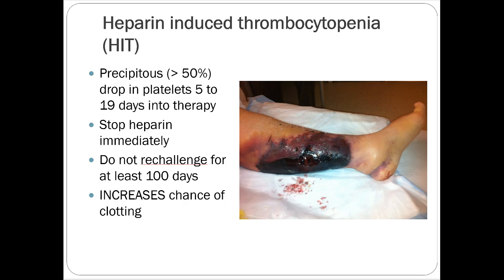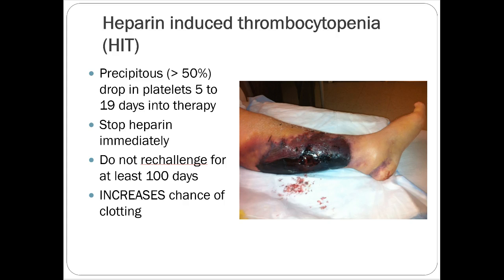One of the biggest things about heparin that's sort of notorious and really rare, fortunately, is something called heparin-induced thrombocytopenia, or HIT. This is defined by a precipitous drop in platelets 5 to 10 days into therapy. The way you treat this is you stop heparin immediately. You don't re-challenge for at least 100 days. And the maybe counterintuitive thing is this actually increases your chances of clotting.